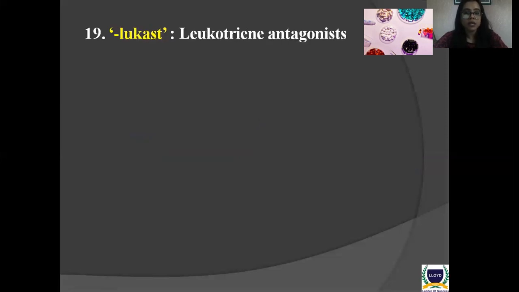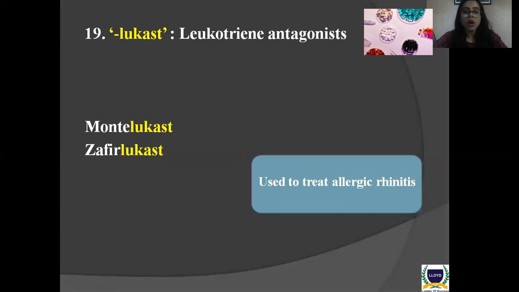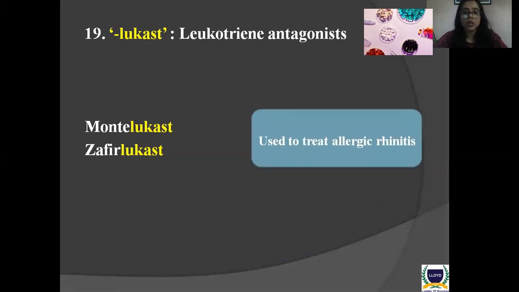Our next suffix is leukast. Leukast is leukotriene antagonist. Leukotriene antagonist drugs include montelukast, zafirlukast. These two are the drugs basically used to treat the allergic rhinitis by seasonal changes when our body gives response like watering of eyes, sneezing and all. So these are the drugs which are basically used to treat the allergic rhinitis. So the leukast suffix indicates they are leukotriene antagonist.